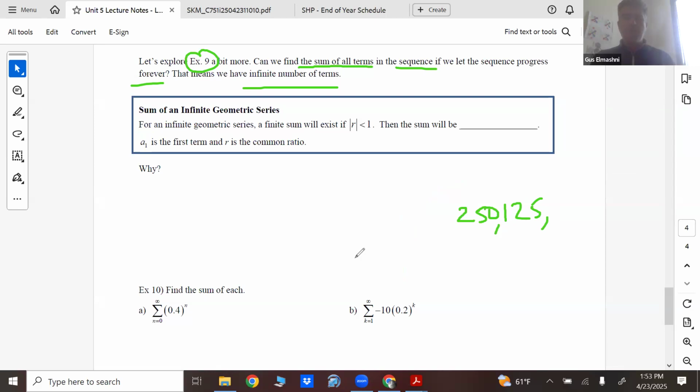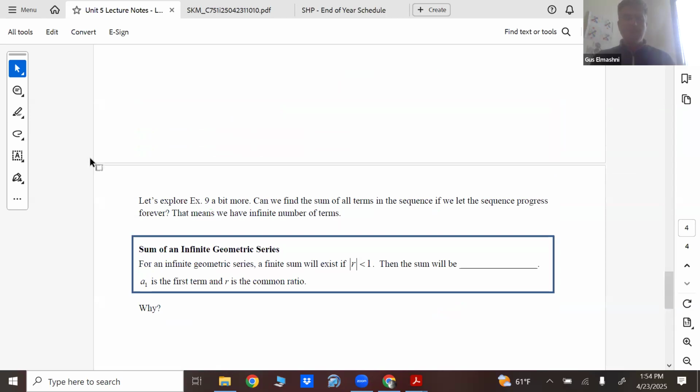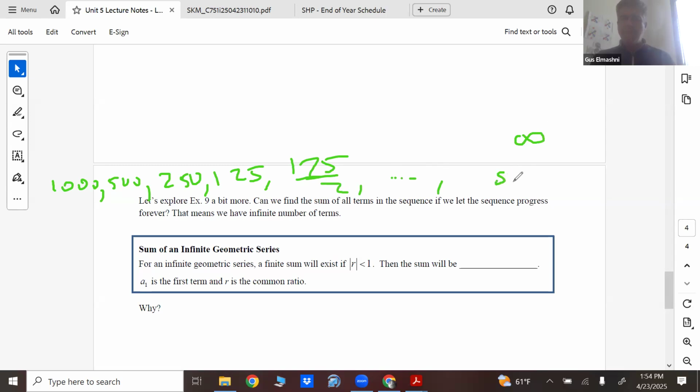Let me go back up here. I need some space. So wasn't 125 my 4th term? What was my 3rd term? What was my 2nd term? What was my 1st term? And then it kept dropping, right? Ultimately, if you go on forever, if you go out towards infinity, that's going to be a super small number, right? Because you multiply by 1/2 repeatedly, right?